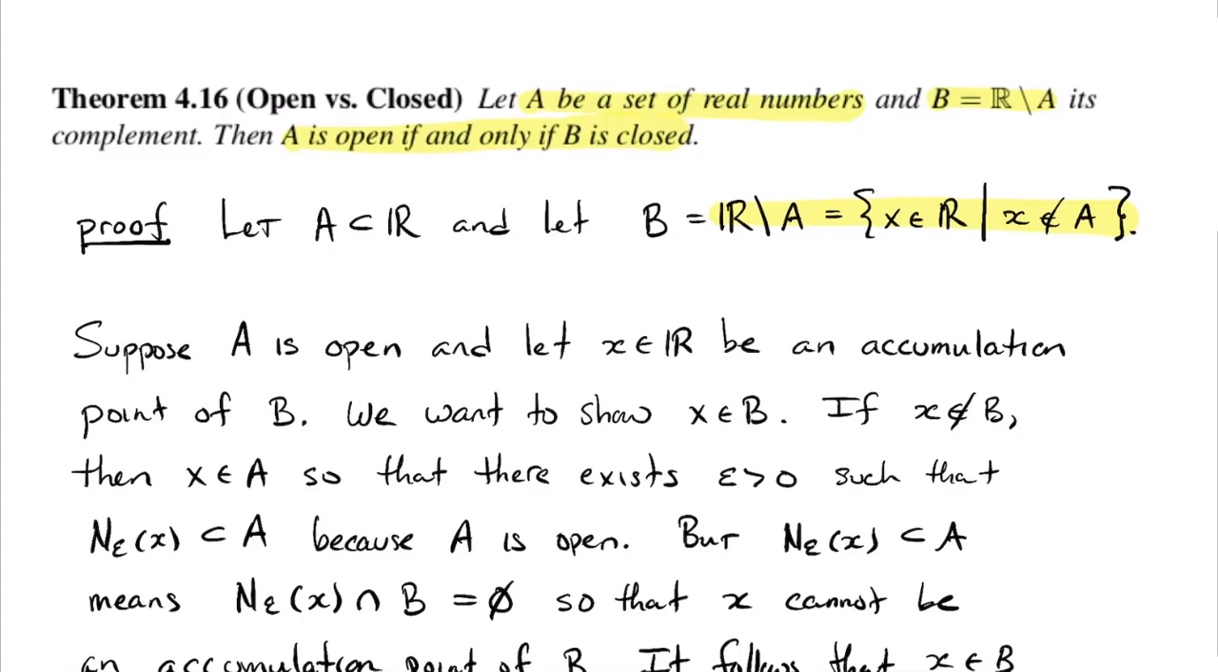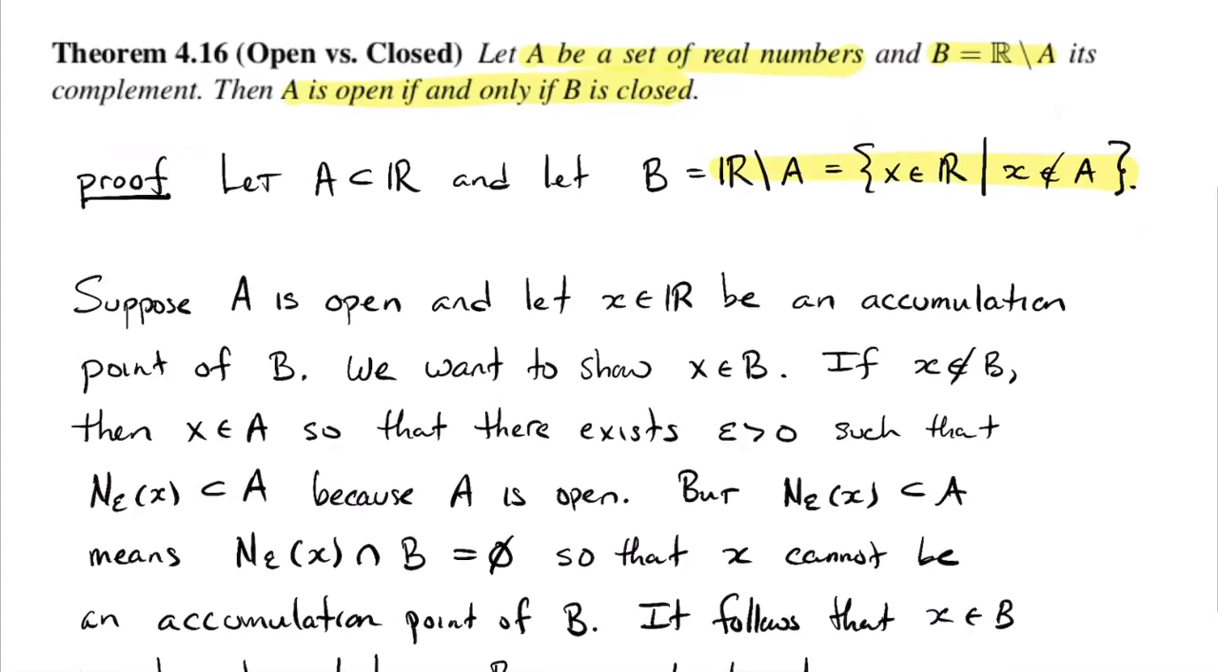Okay, so it's an if and only if theorem. So let's start with one of the hypotheses. Let's suppose that A is an open set, and then I want to show B is closed. I want to show its complement is closed. So I want to show that every one of the accumulation points of the complement is an element of the complement. So I start by picking an accumulation point of B, and I want to show that that's actually an element of B. If we can accomplish that, then we will have shown B is closed by definition.